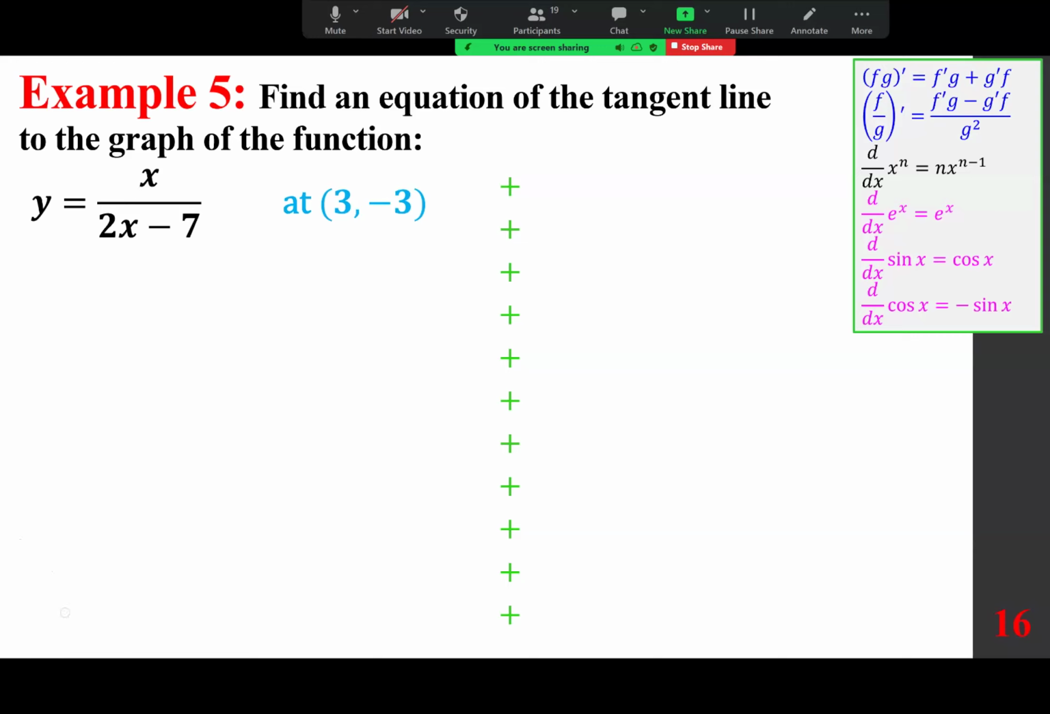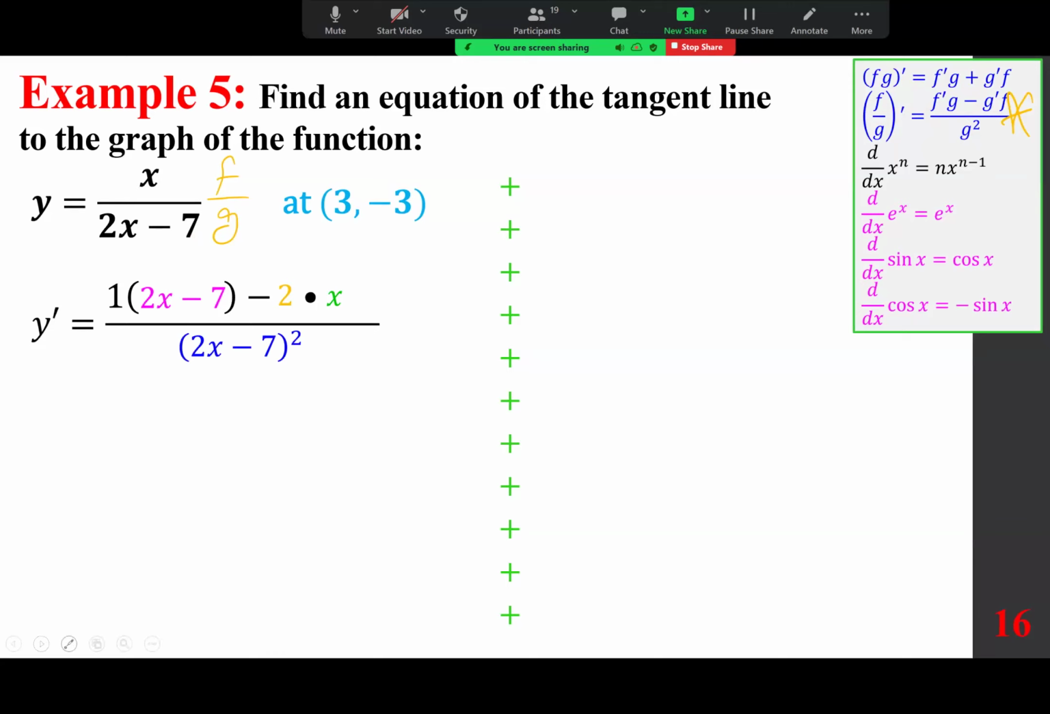So in this case, we are going to say f over g, and we are going to use the quotient rule again. F prime 1 times g, 2x minus 7, minus g prime 2 times f, which is x, over g, 2x minus 7 squared. So put it in parentheses, squared. And believe it or not, this is the only calculus step.